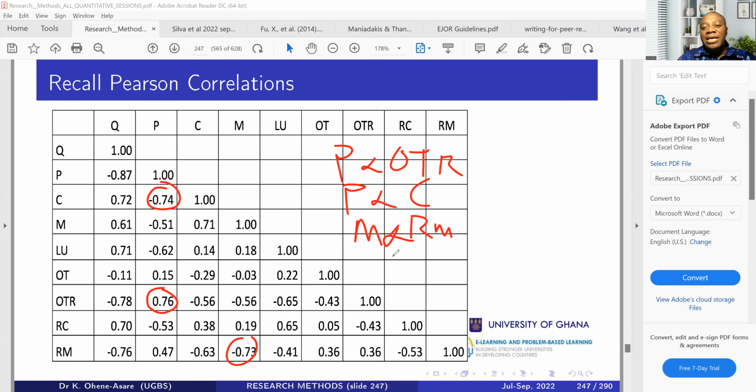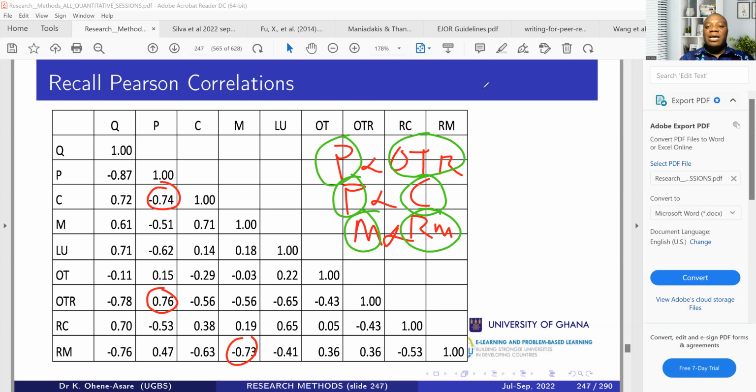So it's like we are now in a twist of a battle between deleting P or deleting OTR. Which one should we delete? Deleting P or deleting P's complement price? Which one should we delete? Deleting M or deleting RM? Which one do we delete?